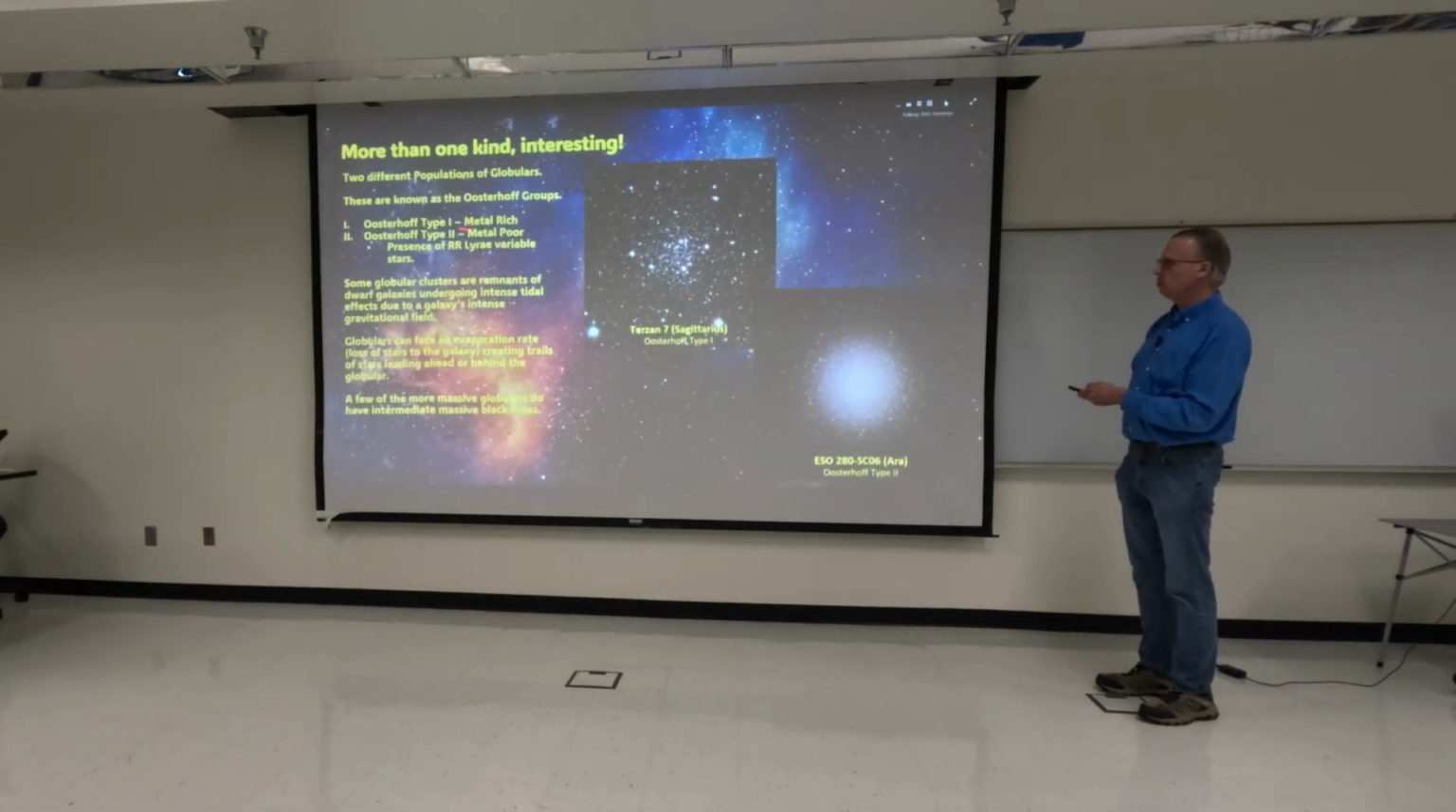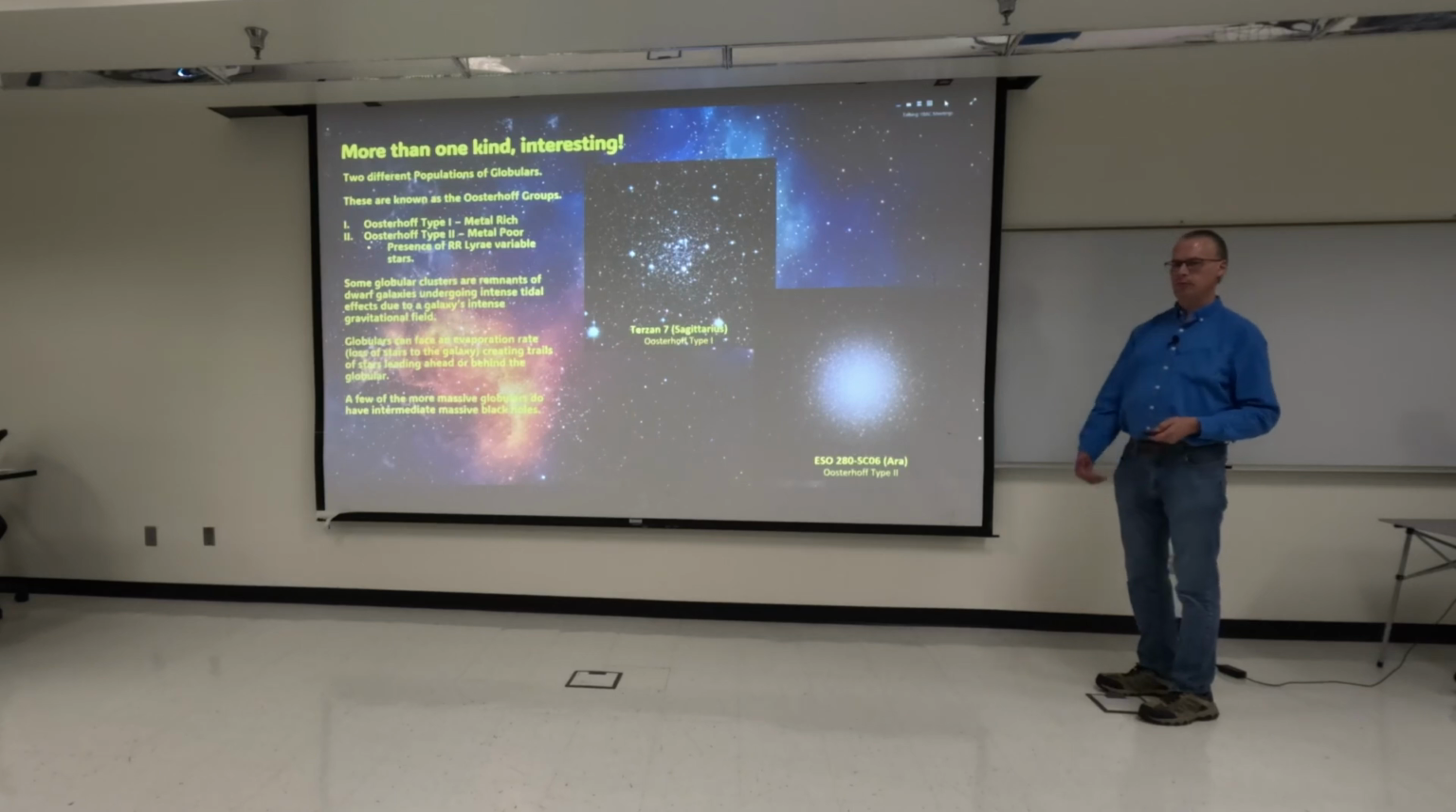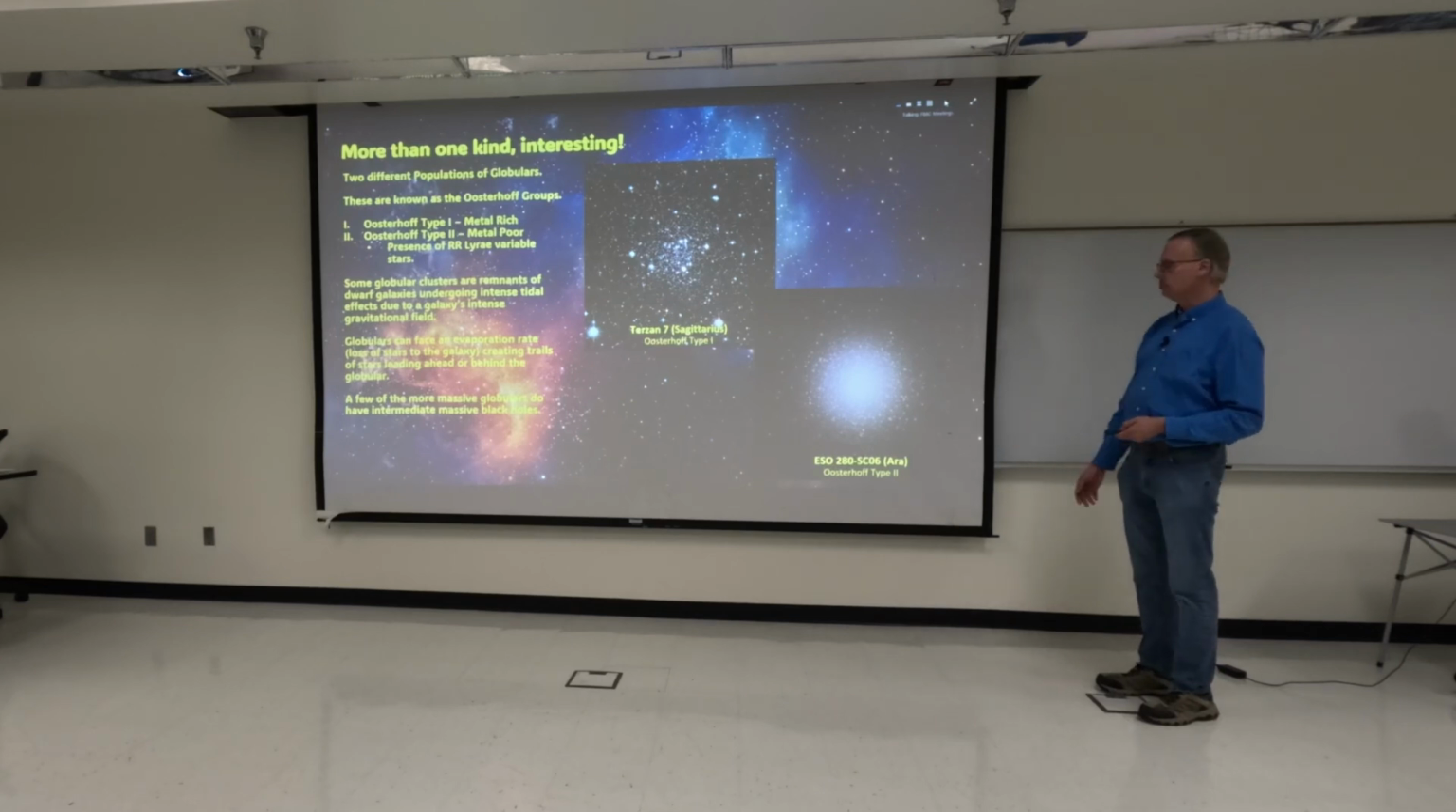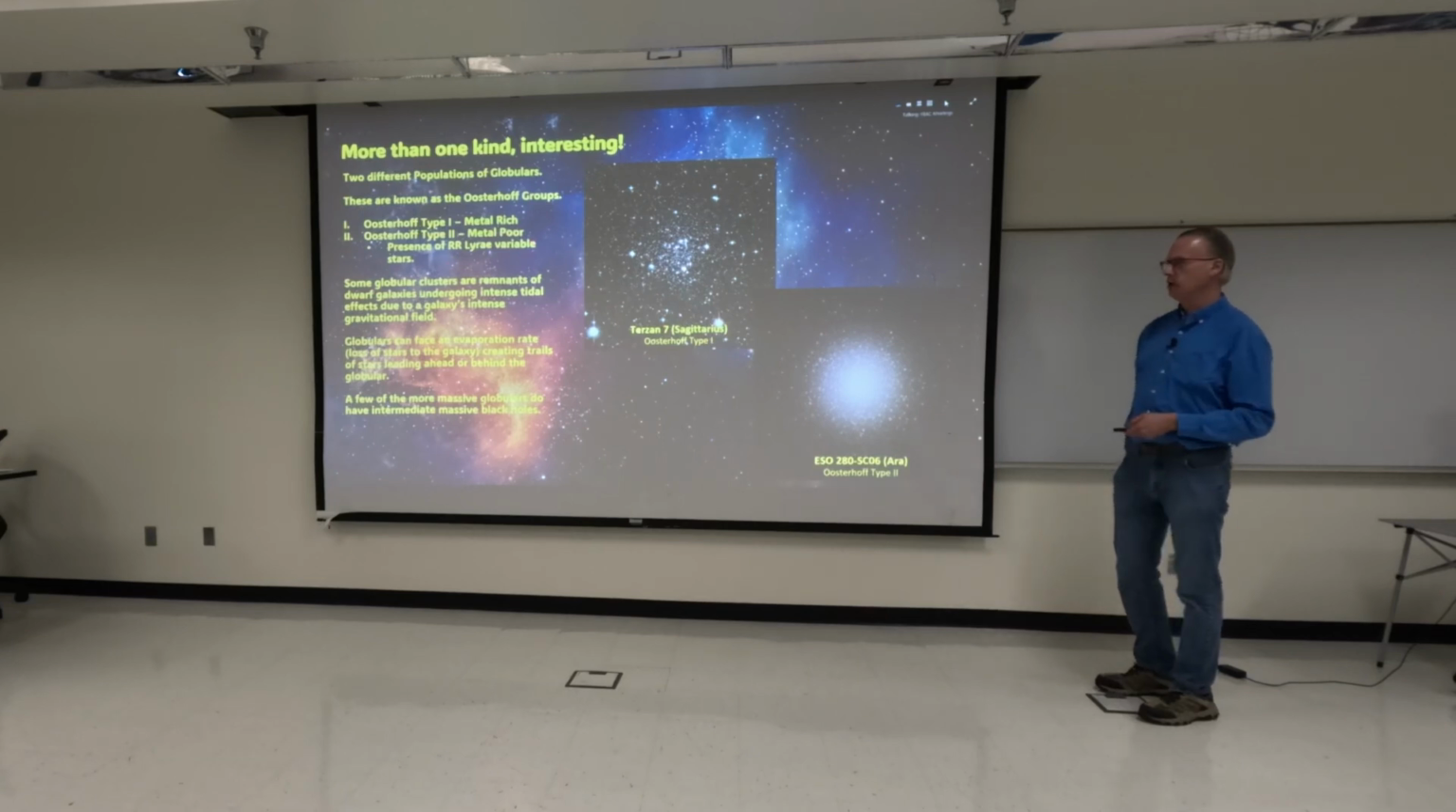There is what we call the Oosterhoff groups, where basically we're dealing with metal rich and metal poor. I know these globular clusters are very metal poor, but the difference is between 10% to 1% versus 1% to less than 1/10 of 1% of the amount of metals compared to the sun. This is Terzan 7. It's type 1, so it's metal rich. The type 2s, like this one here in Ara, ESO 280-SC06, are metal poor. And where we find metal poor globular clusters, we see a high concentration of RR Lyrae variable stars.